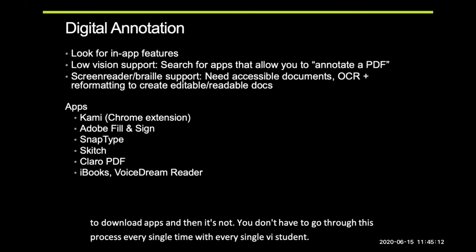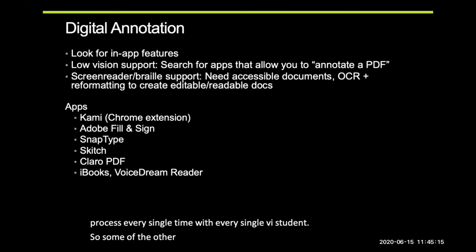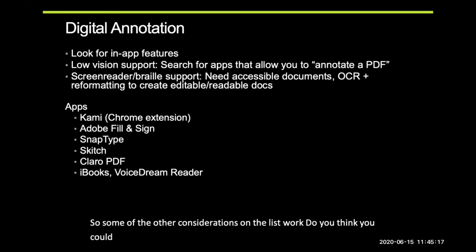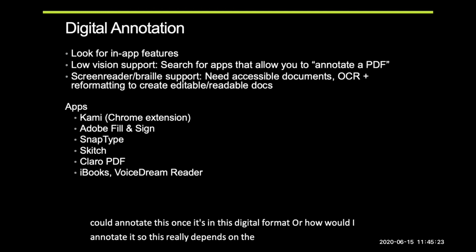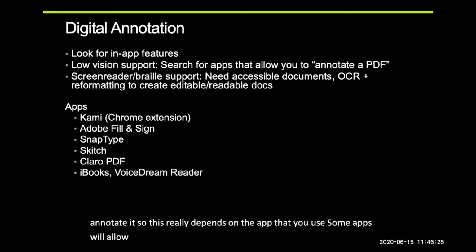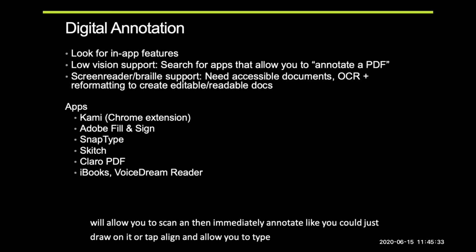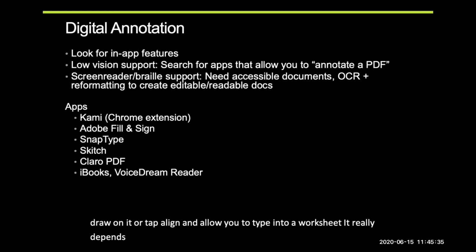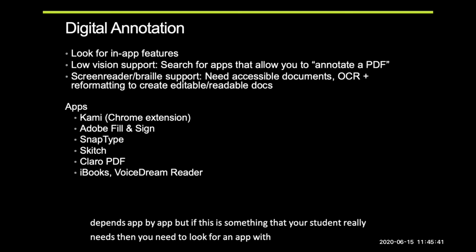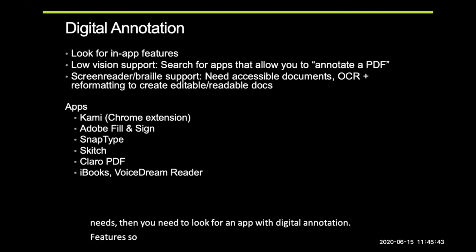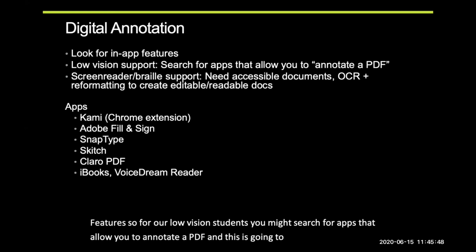Okay, so some of the other considerations on the list were, do you think you could annotate this once it's in this digital format, or how would I annotate it? This really depends on the app that you use. Some apps will allow you to scan and then immediately annotate, like you could just draw on it or tap a line and type into a worksheet. It really depends app by app, but if this is something your student really needs, then you need to look for an app with digital annotation features. So for our low vision students, you might search for apps that allow you to annotate a PDF, and this is going to be your search term, okay?